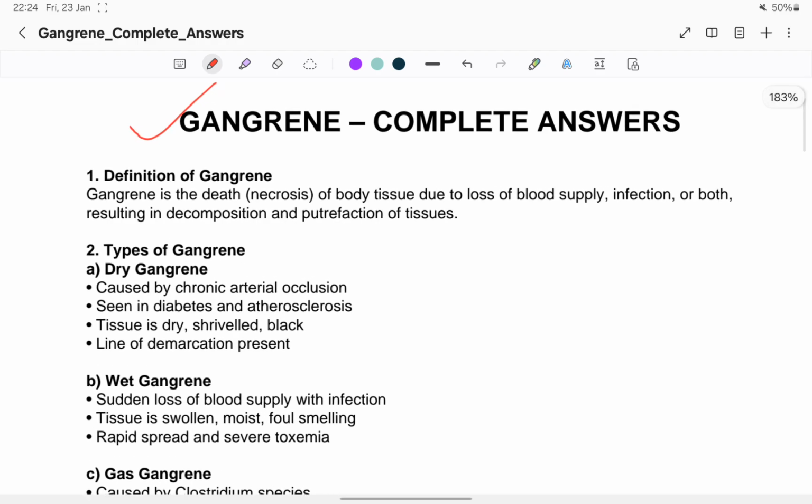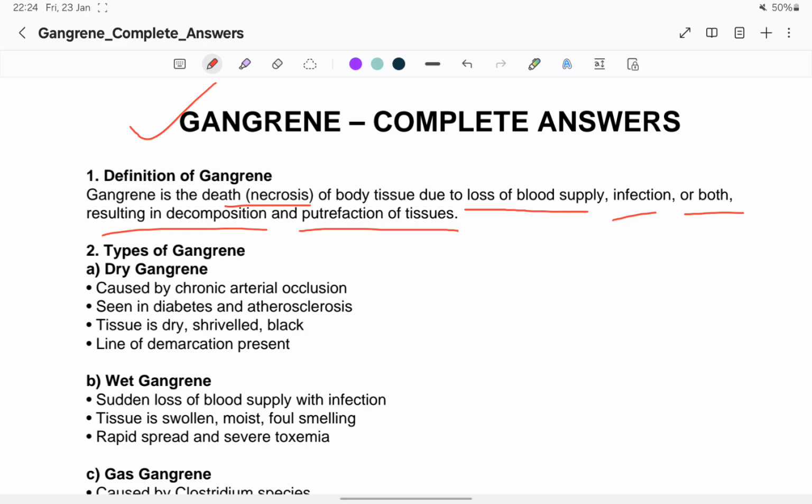So, definition of gangrene. Gangrene is death of the tissue due to loss of blood supply. First is hypoxia, then ischemia, then necrosis, infection or both, resulting in decomposition and putrefaction of the tissue. So in simple words, macroscopic death of tissue with superadded putrefaction.